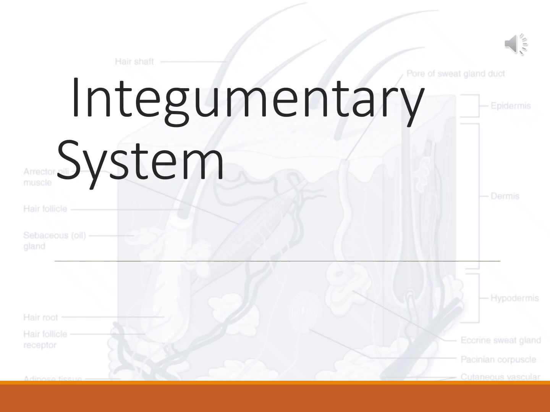So we're going to talk about the integumentary system. This system includes the skin, hair, nails, sweat glands, and sebaceous or oil glands. We are going to talk about different disorders of the integumentary system, your cues that you might see patients come in with, nursing interventions, treatment options, and then different education that you would want to provide to your patient.